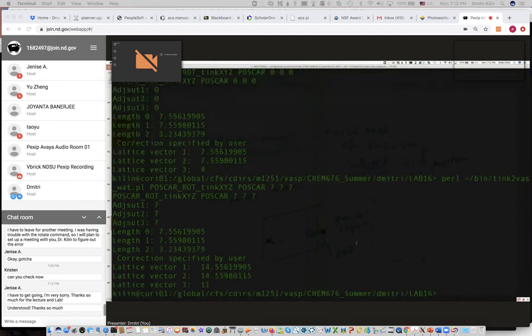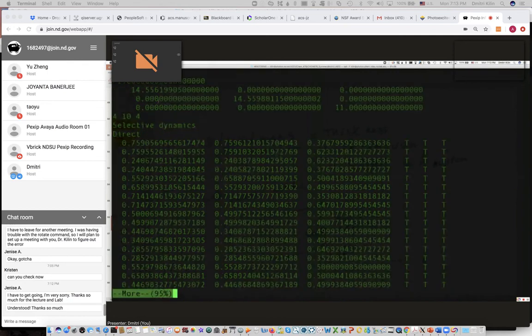So now I'm looking at the postcar file and trying to interpret it. The first line is the list of atoms that we have. Lines 3, 4, 5, 6 are the stoichiometry. So we have H O titanium. 4 is the number of hydrogens, 10 is the number of oxygens, 4 is the number of titanium atoms.